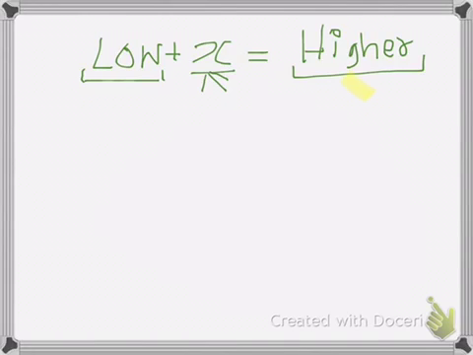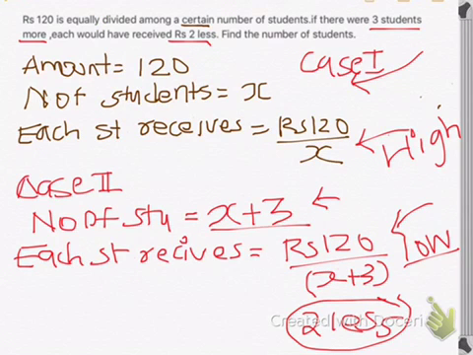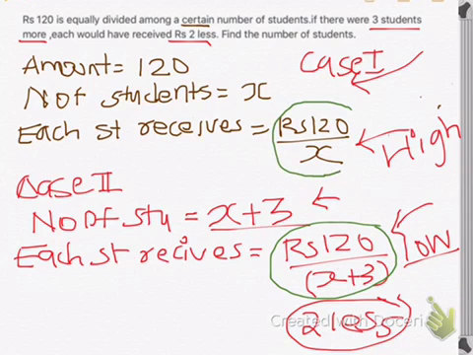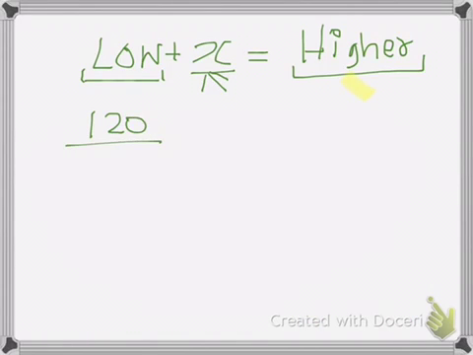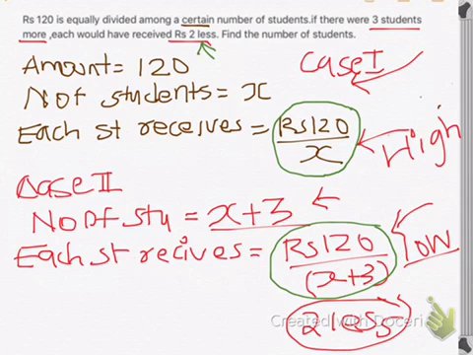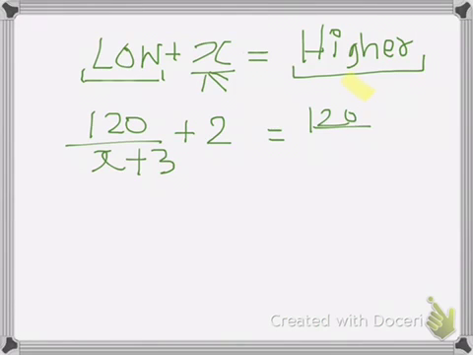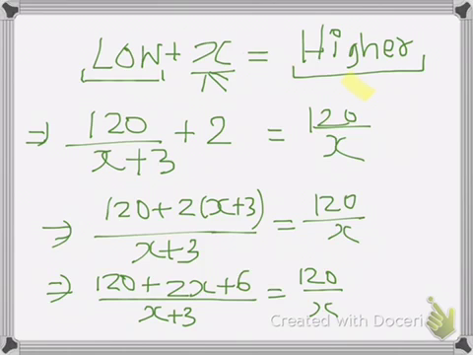So here our higher price is rupees 120 divided by X, and our lower price is 120 divided by X plus 3. So 120 divided by X plus 3, when we add 2 to the lower price, becomes equal to 120 divided by X, because we've given 2 less. So let me solve this. After solving, we got this.